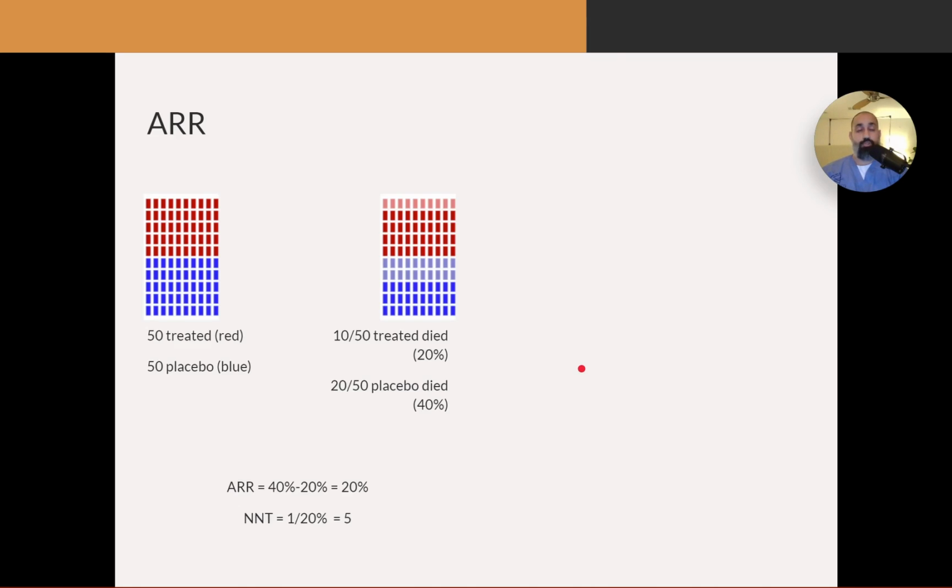The number needed to treat is just 1 over that number, which means that for every 5 people you treat, 1 life would be saved. And that is a very important way of presenting information. You'll notice that in all of these examples, I give real examples: 10,000 joules, 100 joules, 10 million women, 9,000 women with cancer.